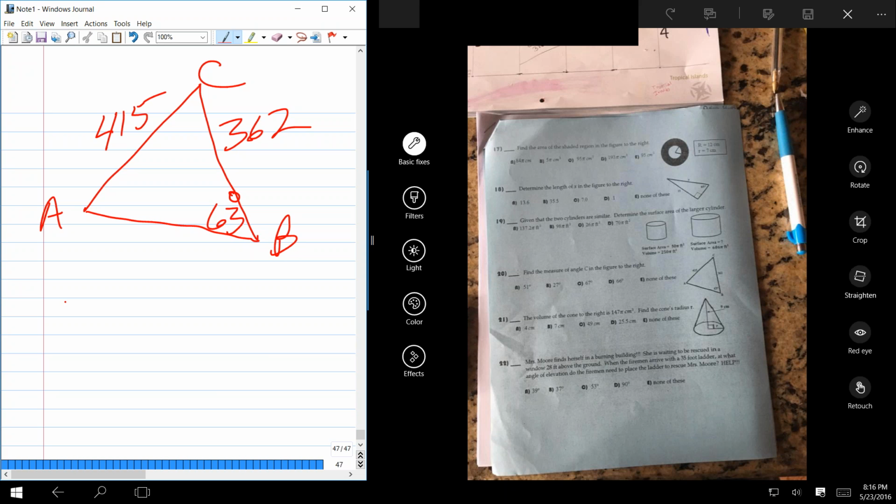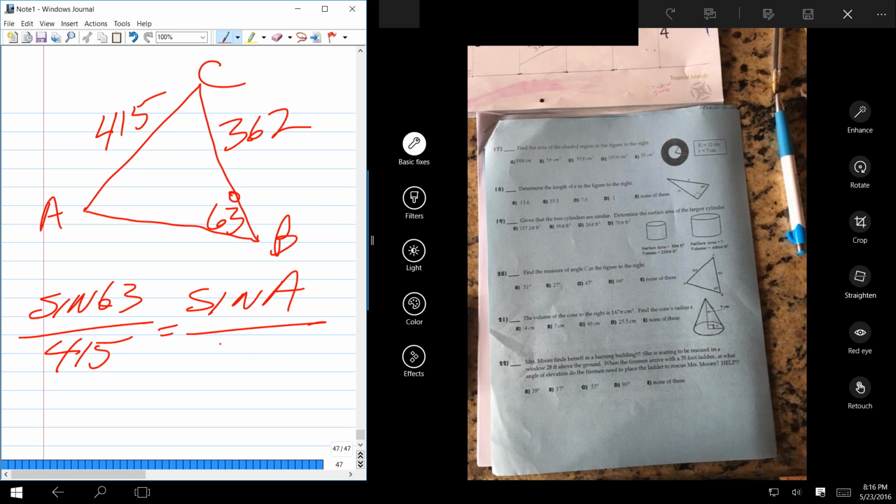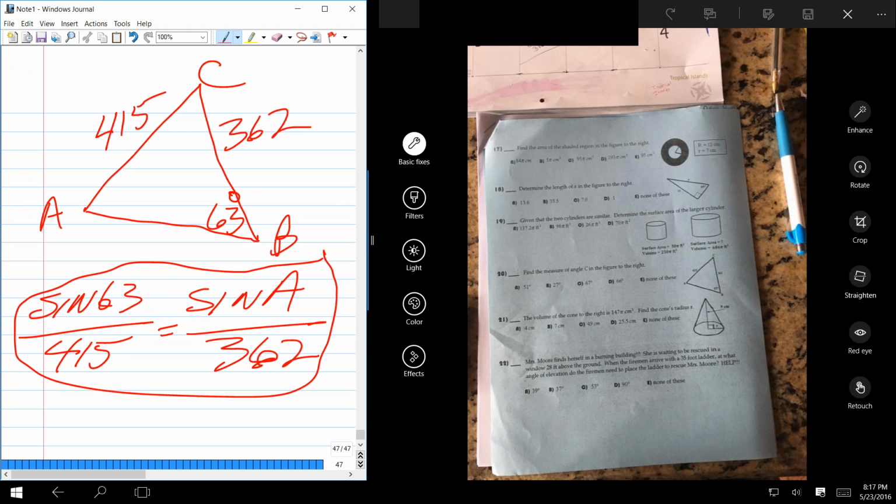Give me the law of sines as an equation for this problem. Okay, so it'd be sine 63 over 415 is equal to x over 362. I don't see an x. So it would be angle A over sine of A. Sine of A, not A. There's a difference between A and the sine of A. A is a measurement in degrees. The sine of A is a number. It's a ratio. Okay. So once I set this up like this, there's only one variable in there. It's A.